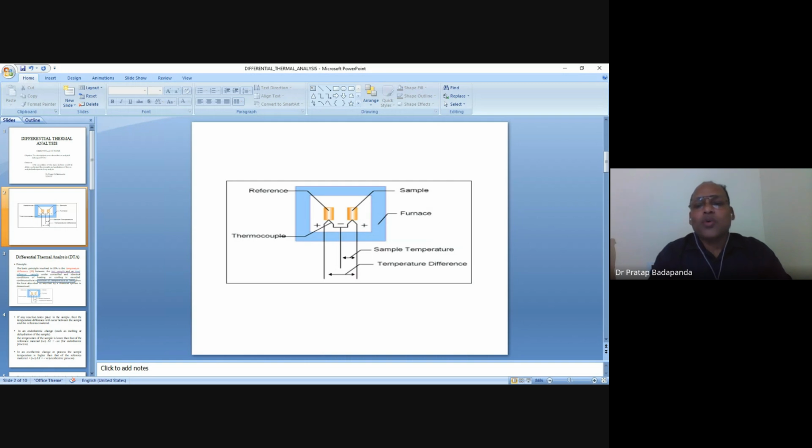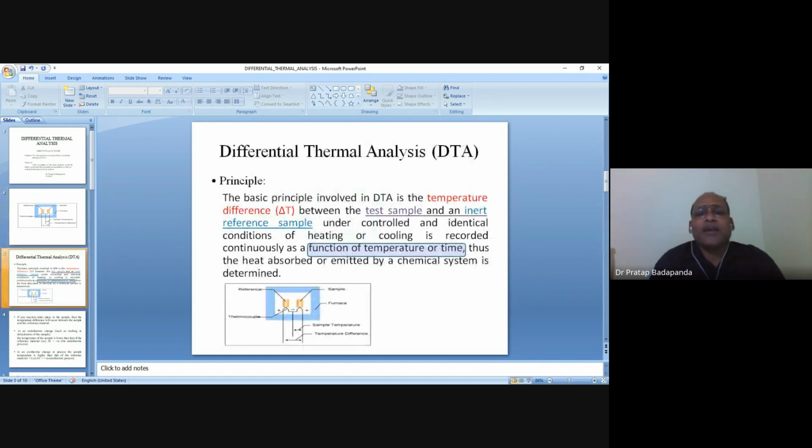Okay, so what is this? This contains one reference, one sample, and one thermocouple is essential. A furnace is there for the temperature, the sample temperature you have to take, and the temperature difference you have to take. We'll go through each and everything. Okay, now differential thermal analysis, DTA.